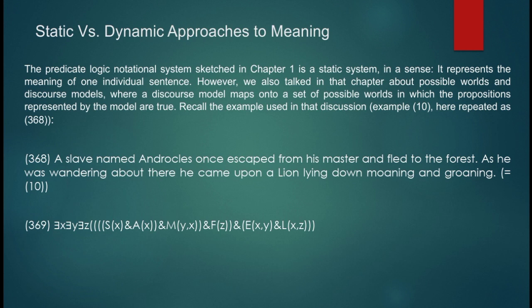Here, S is for slave, A is for Androcles, M is for master of, F is for forest, E for escape from, and L for fled to. Thus, the whole string means essentially that there exist three entities: the first is a slave and is named Androcles, and the second is his master, and the third is the forest, and the first escaped from the second and fled to the third.